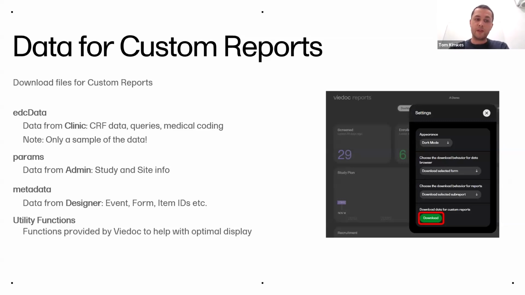That is the data from clinic, so the CRF data, queries, medical coding. It's only a sample of the data, only the first few subjects. Then there is also data from admin, some data from designer, and a file called utility functions. And the utility functions provides a couple of functions that are provided by Viedoc and that help with displaying of your data. It's optional to use those.